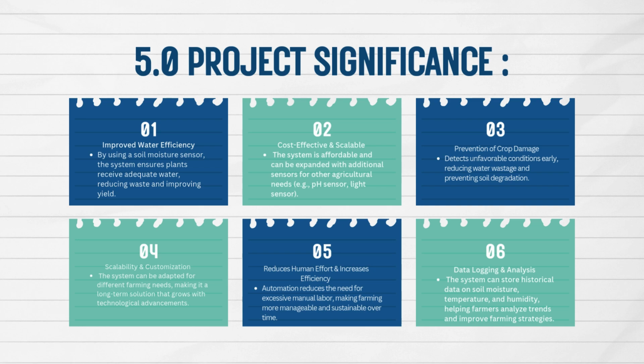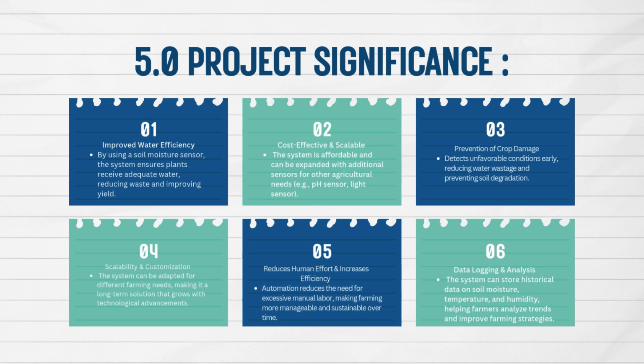If pest control is an issue, automated pesticide sprayers can be added and triggered by insect detection sensors. This can help farmers customize their system to match their crops, climate, and soil conditions. It ensures long-term usability since it can evolve with changing agricultural demands.